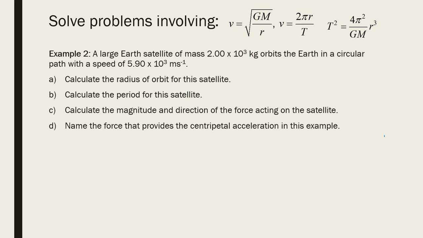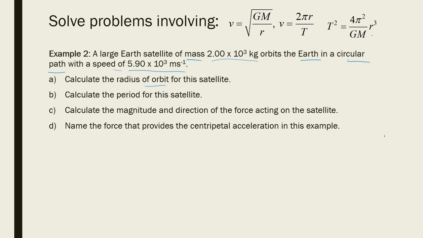Now, our second example that we're going to go through. A large Earth satellite has a mass of 2 times 10 to the 3 kilos, so 2 ton, and orbits the Earth in a circular path with a speed of 5.9 times 10 to the 3, similar in speed to the previous one. Calculate the radius of orbit for this satellite. So we've got mass, we've got speed, and we want radius.